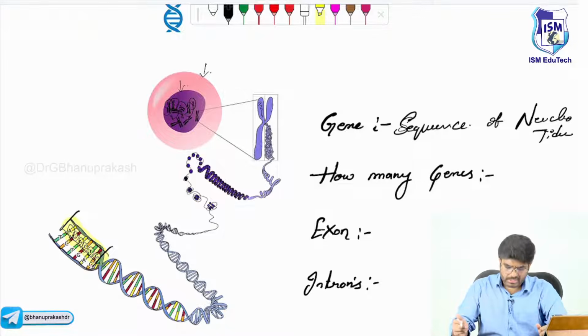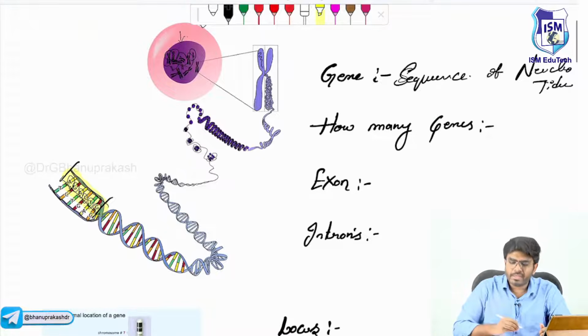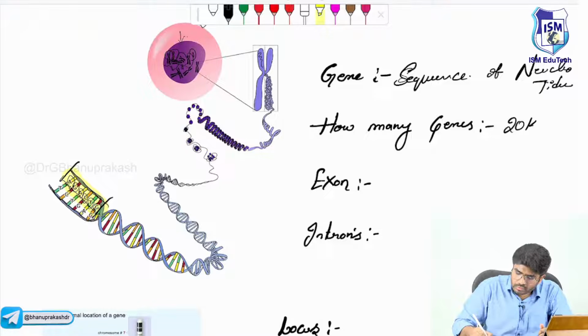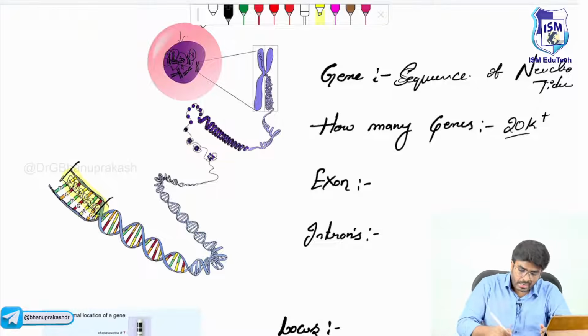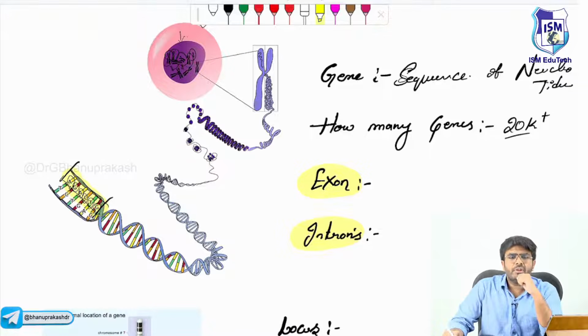There are many genes. How many genes are there in the human body? There are almost 20,000 plus genes. Now, in these genes, for example, you are having many genes. Do you think all these genes are going to be working? No, most of the genes are not expressed.